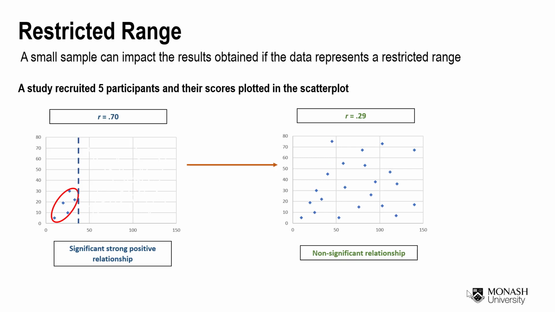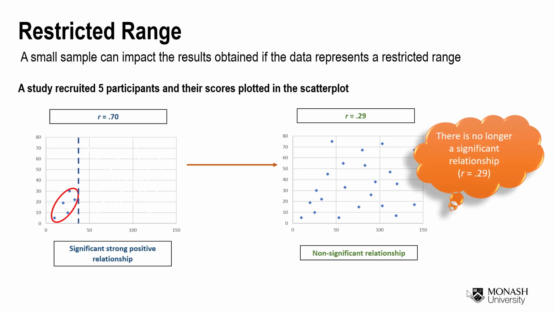We continue to recruit and obtain 17 additional participants, and their scores are added to the scatterplot with the original data. Now, with more participants, no obvious negative or positive pattern can be identified in the data. With the additional participants added, the significant strong positive relationship has become a non-significant relationship.